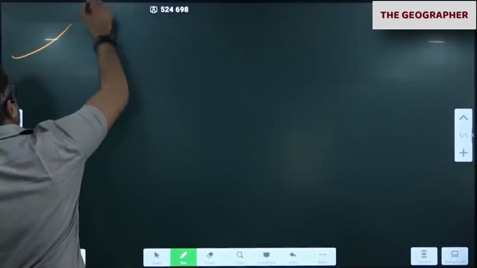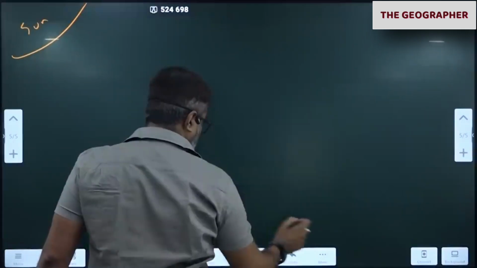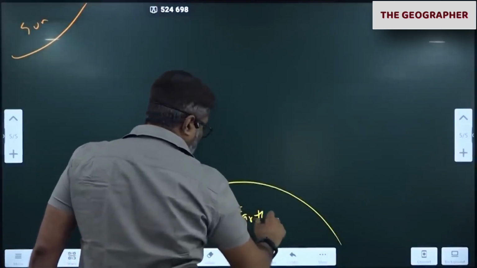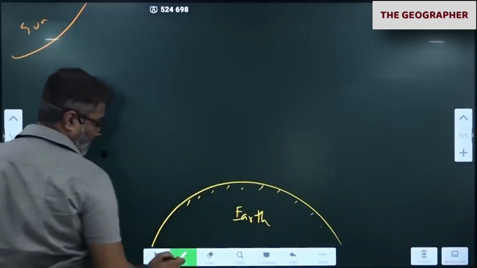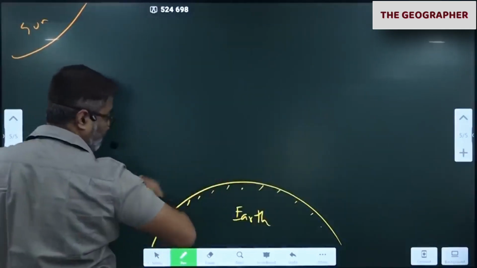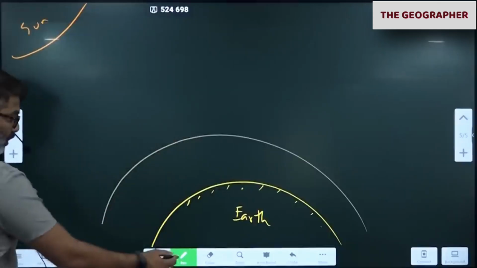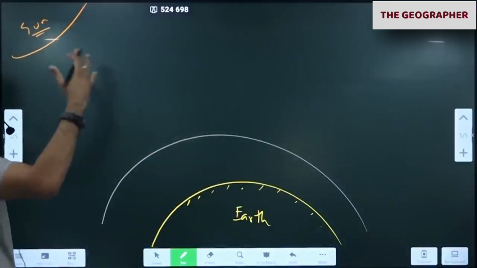Imagine this is the sun, and this is the earth. We are all here on the earth's surface. This is the atmosphere. Notice this now. The sun is our mother star.